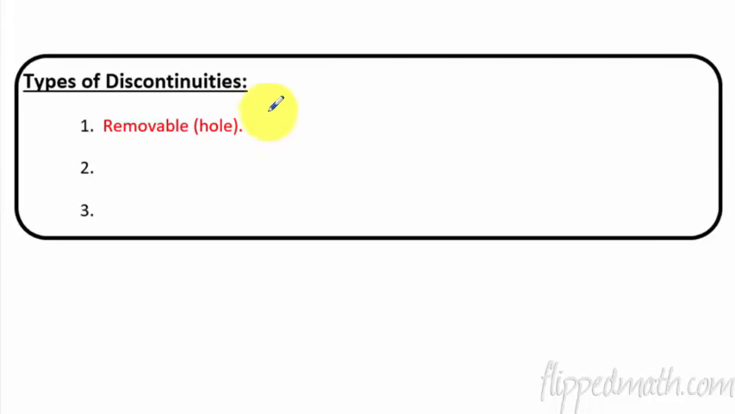So let's draw a quick little graph. You got something like that, you got a hole, and then the graph continues. That would be a removable discontinuity or a hole. Next one, discontinuity due to a vertical asymptote.